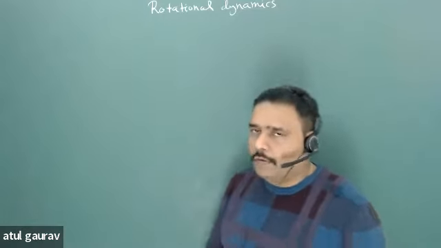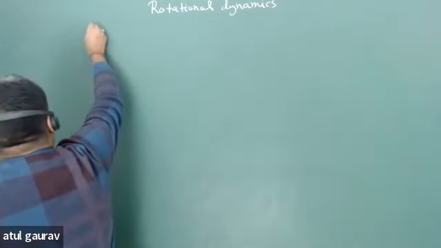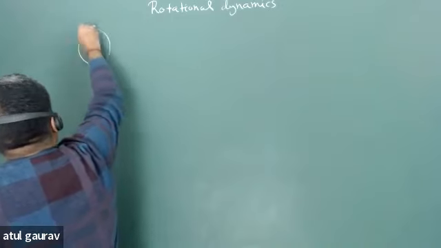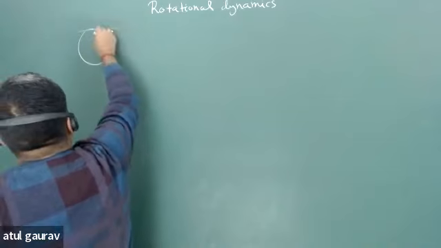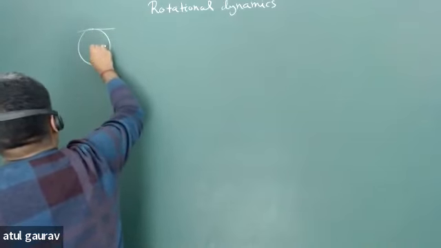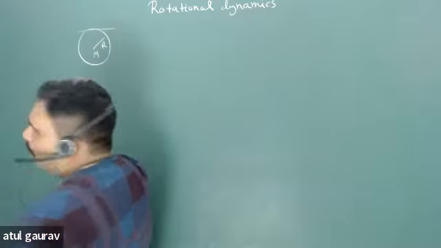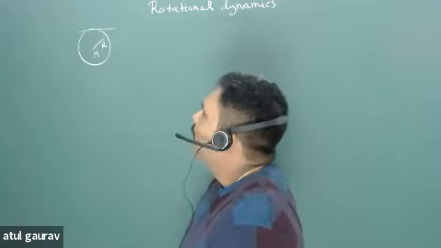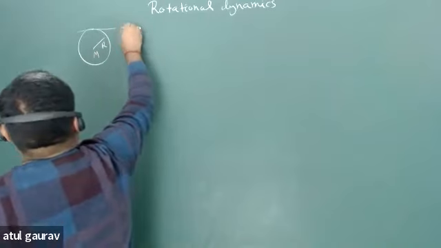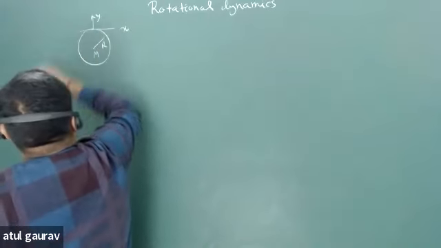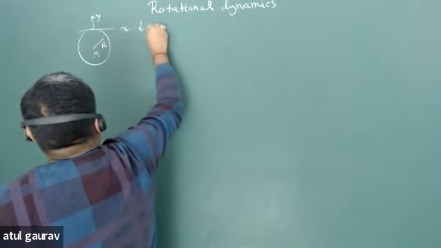So let's try the problem which I gave you in the homework. I hope you have attempted this. So this is a hoop whose mass is m and whose radius is r. The mass is distributed uniformly over the circumference, and it is confined to move in the xy plane, and there is a vertical plane. So this is my vertical plane.